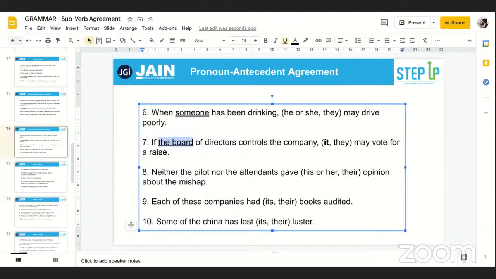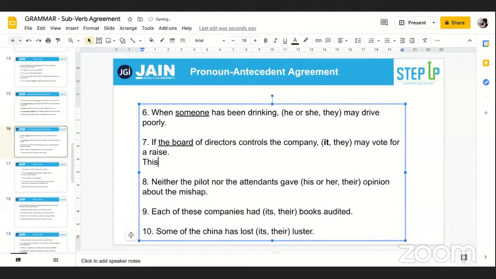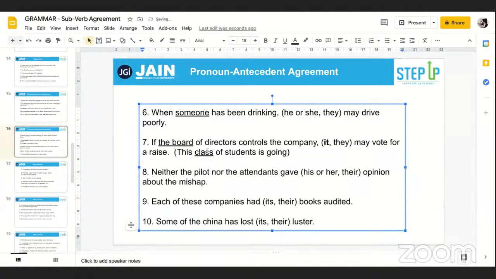For example, if I say this class of students is going or are going? Is going, because class is only singular, it's a unit. So it's singular. We will not consider this as students plural. It's many students, but the class is only one class. Only one team, one group, one class. So we'll take it as singular.